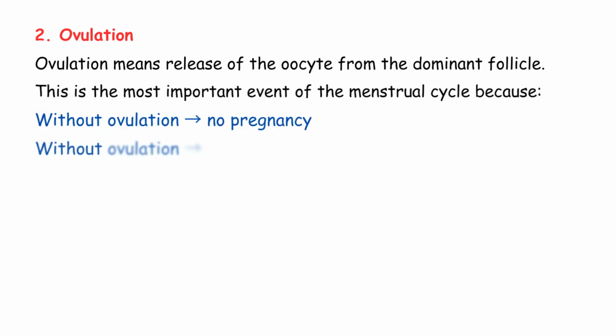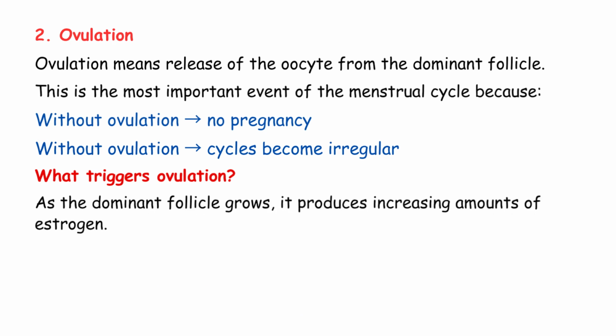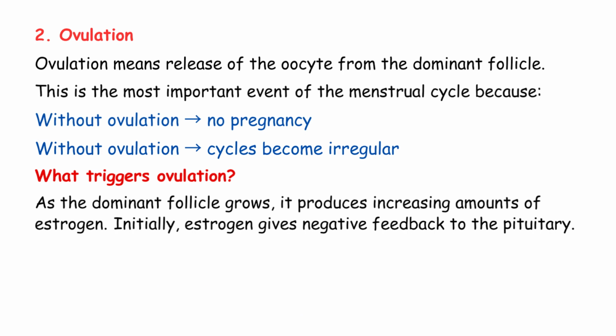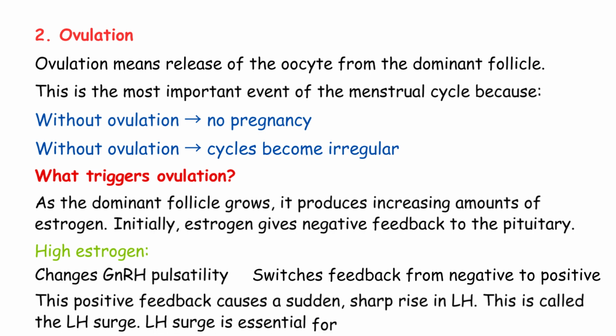Without ovulation, cycles become irregular. What triggers ovulation? As the dominant follicle grows, it produces increasing amounts of estrogen. Initially, estrogen gives negative feedback to the pituitary. But when estrogen becomes high and sustained, something special happens. High estrogen changes GnRH pulsatility and switches feedback from negative to positive. This positive feedback causes a sudden sharp rise in LH. This is called the LH surge. The LH surge is essential for ovulation.